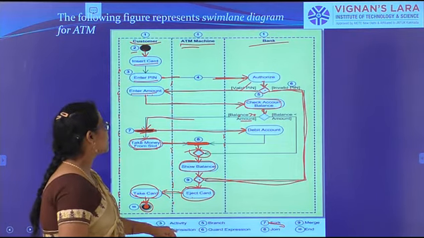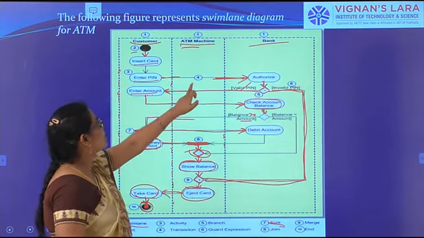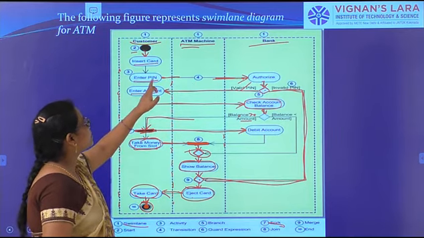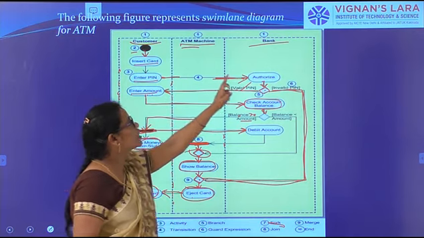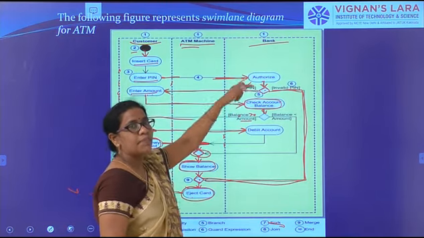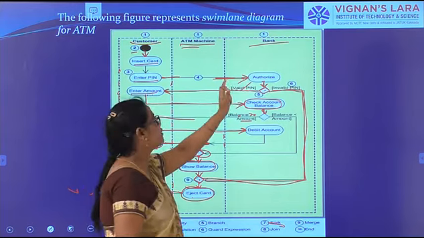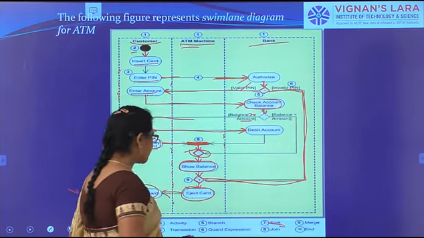Number 4, transition. So transition is nothing but, when we enter the PIN number, what we are doing is the ATM machine will go for the bank details. Database. We can say that it went for the database. Okay, so that is a transition.